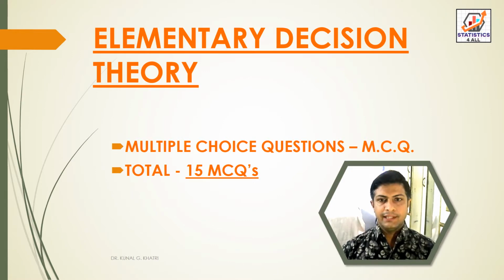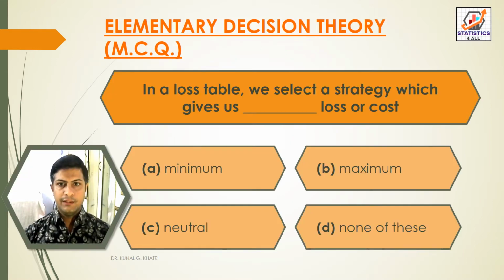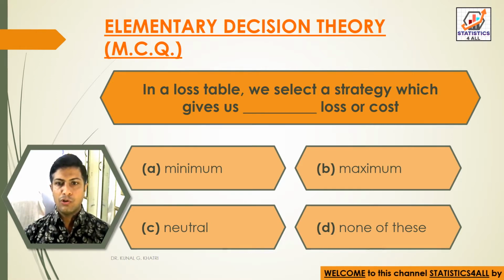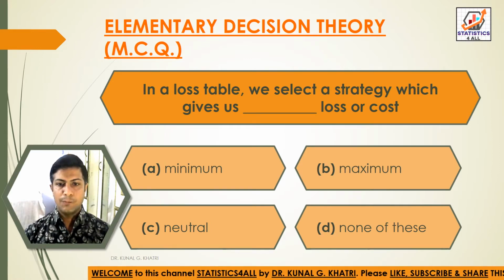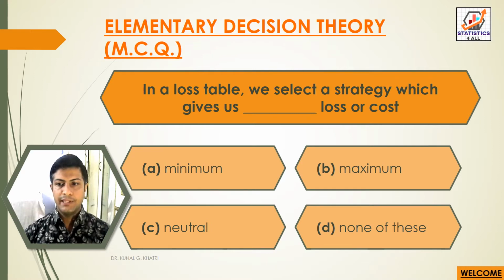Elementary decision theory, multiple choice questions, total 15 MCQs. First question, in a loss table, we select a strategy which gives us dash, loss or cost. Option A, minimum. Option B, maximum. Option C, neutral. And option D, none of these. So here we have answer option A, minimum. In a loss table, we select a strategy which gives us minimum loss or cost.